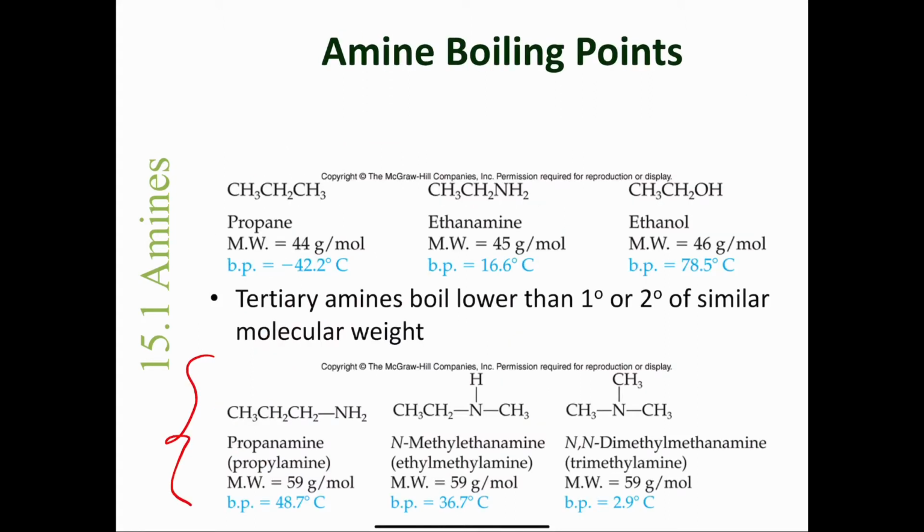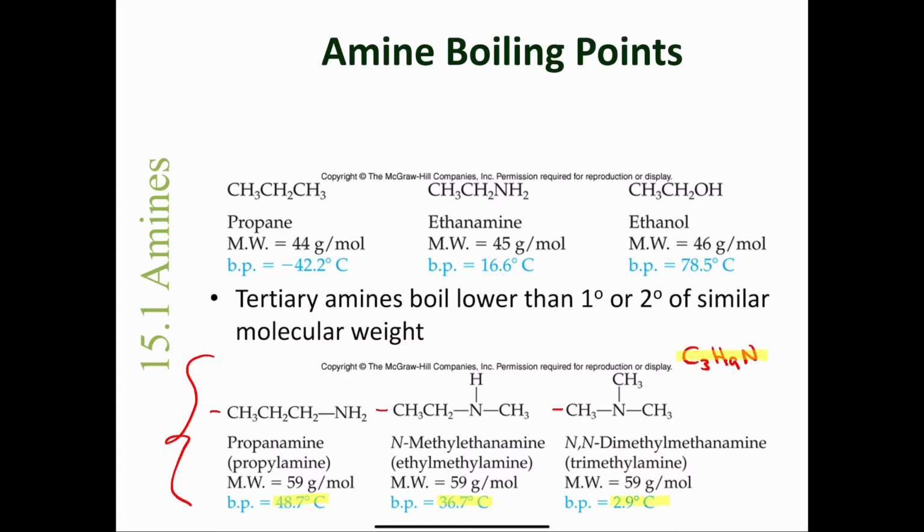We have propanamine, ethylmethylamine, and trimethylamine. They are all isomers of each other. They all have the molecular formula C3H9N, but you can see they have very different boiling points. If I look at that of propanamine or propylamine, which is a primary amine, and that of ethylmethylamine, which is a secondary amine, you can see the boiling points are 48.7 and 36.7 degrees Celsius respectively, which are both much higher than that of trimethylamine.